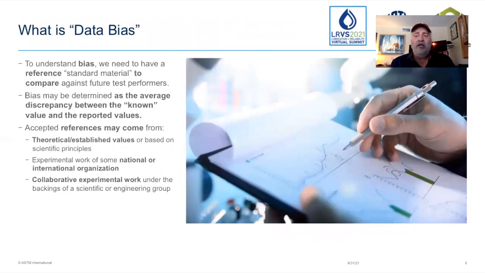So we're going to touch on data bias. And what is bias? Well, bias is comparing the measurement or the answer or the number we get to what the answer or measurement should be. And it would be the deviation from what good would look like for that particular number. So how do we determine what a good number is?